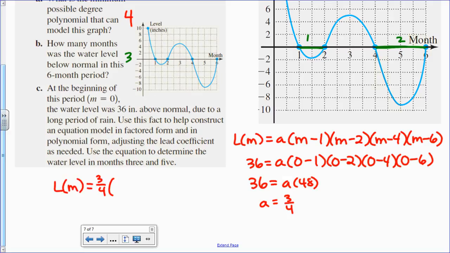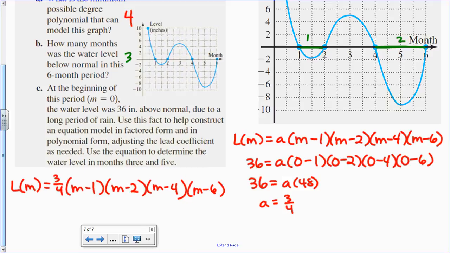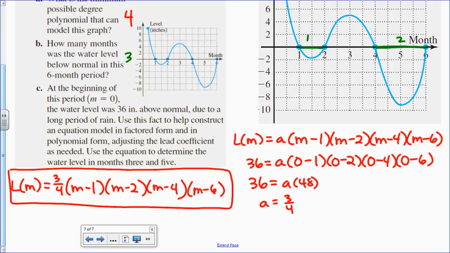So 3/4 times m minus 1, m minus 2, m minus 4, m minus 6. Multiply those all out to find polynomial form. So again, wait to do the 3/4 to the end. FOIL the first two, FOIL the second two, and then that will be a trinomial times a trinomial, which we've done, and then distribute 3/4. So that's how you multiply that out. Okay, so we're going to stop there.